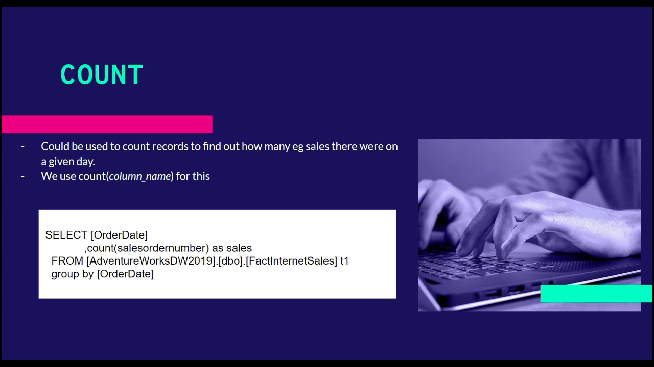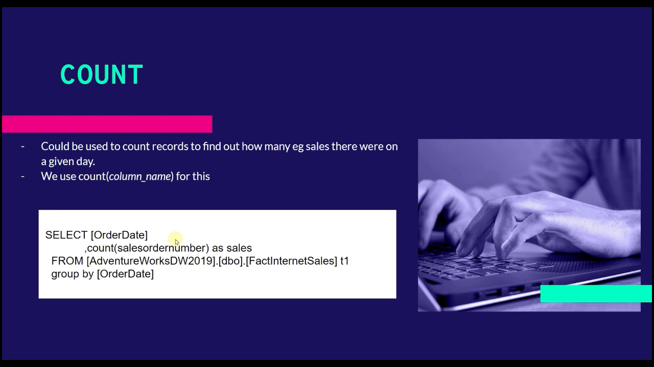So rather than summing a column, we may want to count how many records there are. This could be used, for example, to count how many sales there are each day. For this, we would use count and enter the column name we want to count in brackets. We would want to use a column which is unique to the row here for sales, so we will use sales order number. You can see with this example, it is very similar to the sales query in the previous video. Now we are counting how many orders there are for each day.